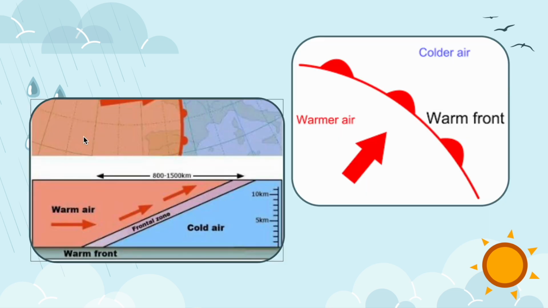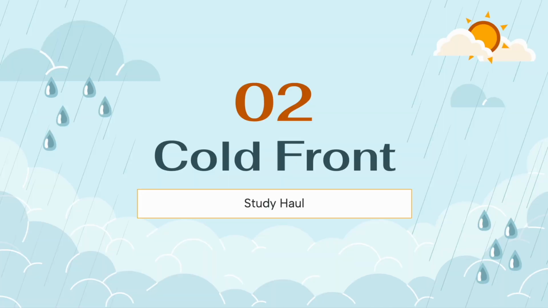This over here is the symbol for a warm front, and you can see here that the warm front, which is warm air, is pushing and going over the cold air. Here is also a better visual. It's showing that the warm air is rising over the cold air.